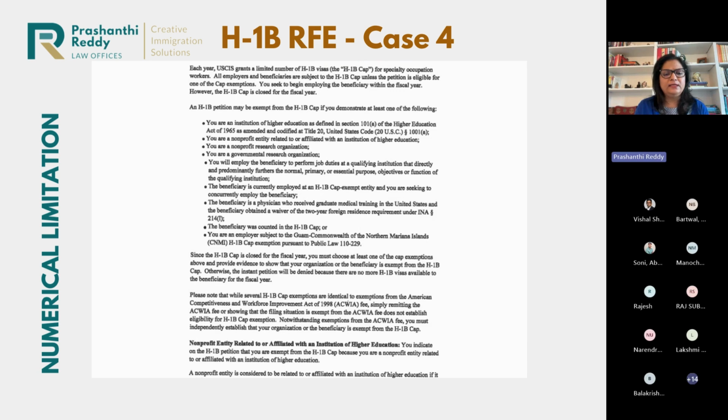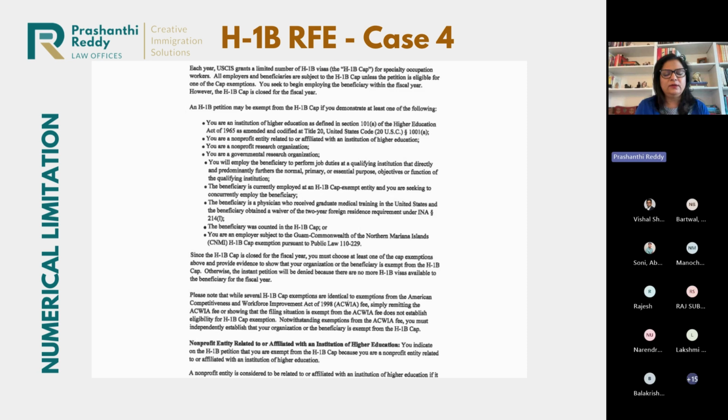So there are various other ways. If you have accounted towards the cap before, or if you are on a J1, you could be cap exempt if you're a doctor on a J1 and you've received a J1 waiver. Also, if you're an employer subject to Guam or the Commonwealth of the Northern Mariana Islands, CNMI, if you have a company there, then you could be cap exempt as well.